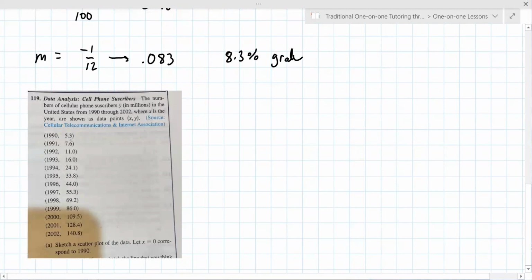Okay, so the first column is X. The second column is Y. But the problem says that X equals 0 corresponds to 1990. So 1990 is really 0, and then 1991 is really 1 because it's 1 more than 1990. 2, 3, and so on here. So instead of writing these out, you're going to want to put in 0 and then 5.31 and 7.6.